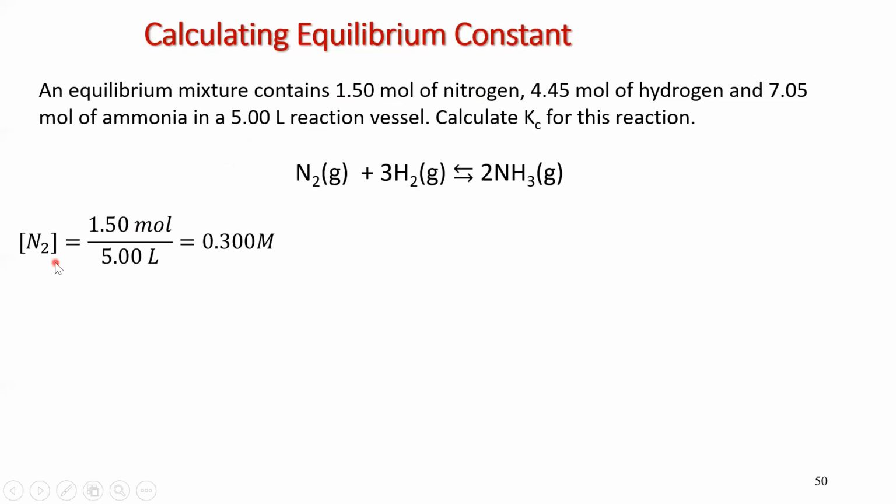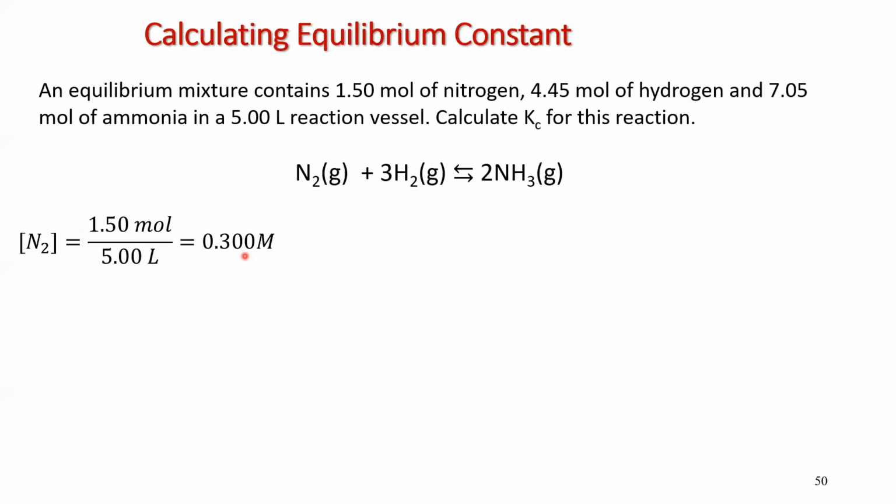So to calculate molarity, I'm going to do it for nitrogen and then have you do the hydrogen and the ammonia. To calculate the concentration or the molarity, we take the moles and divide it by the volume. So 1.50 moles divided by 5.00 liters tells us that the molarity of the nitrogen gas in this equilibrium mixture is 0.300 molar. 3 significant digits here, 3 significant digits here. We're rounding to 3 significant digits, so we have to put those zeros in there.